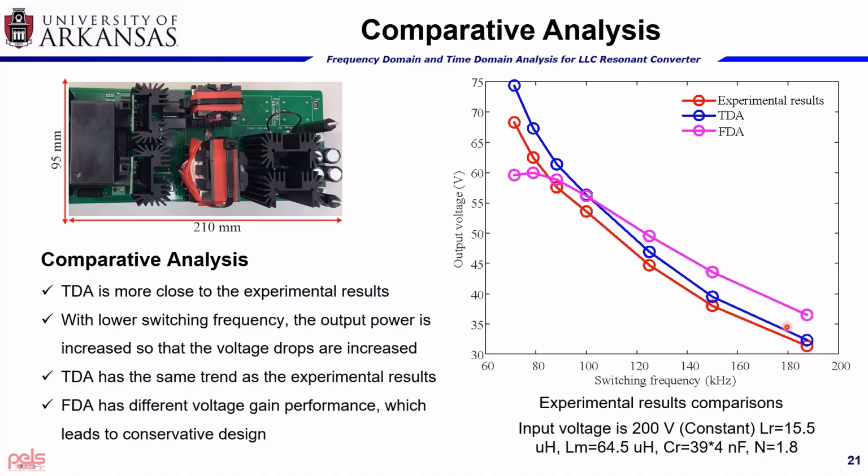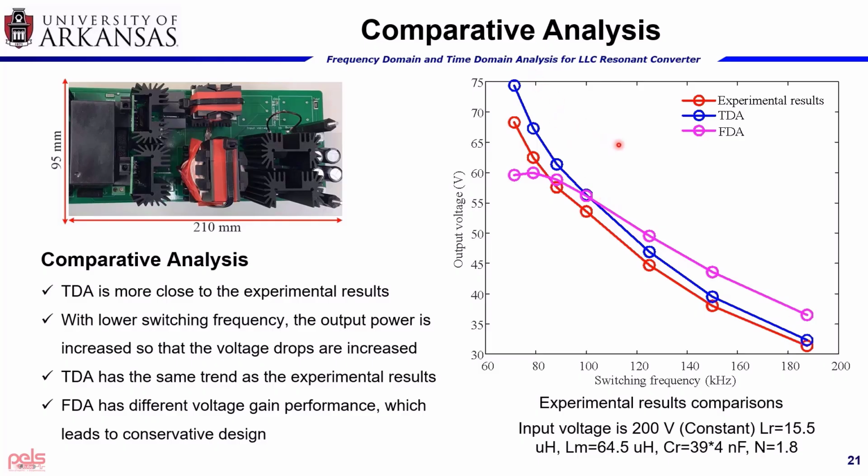We can see that the time domain analysis results are more close to the experimental results. The difference between the time domain analysis results and experimental results is the voltage drops across the parasitics. Also, with the decrease of switching frequency, the output power is increasing, so the voltage drops across the parasitics are increasing. That leads to more difference between the time domain analysis results and experimental results. However, the trends of the time domain analysis and the frequency domain analysis agree with each other.